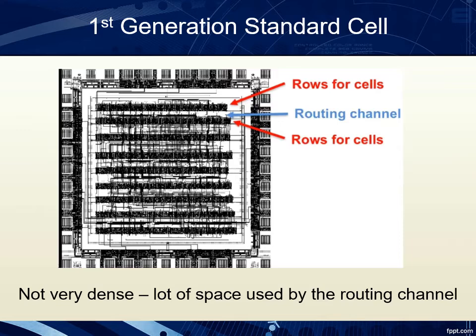The rows are separated by spaces, which are used as routing channels for interconnections between the different building blocks. The input-output connections are placed in the upper or lower side for convenience of using the routing channels for interconnections. And as what we can observe, this is an inefficient design because it is not very dense. There is a lot of space that is reserved and used for routing channels, and a lot of these spaces are unused.